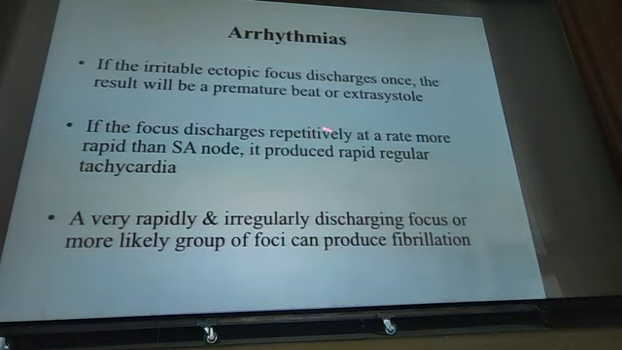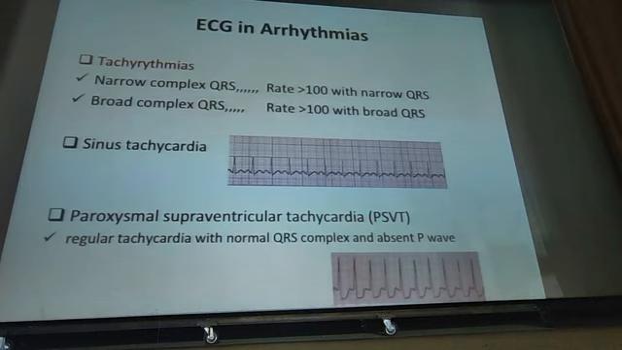If the focus discharges repetitively, and if you have an extrasystole one time, for example one beat, okay? It's called extrasystole or ectopic beat. If discharged repeatedly, it is VT, ventricular tachycardia. If it is more rapid and cannot be controlled, and it's more than one focus from different parts of the heart, there will be stimulation and there will be formation of ventricular fibrillation and could cause death if not treated. A serious matter.